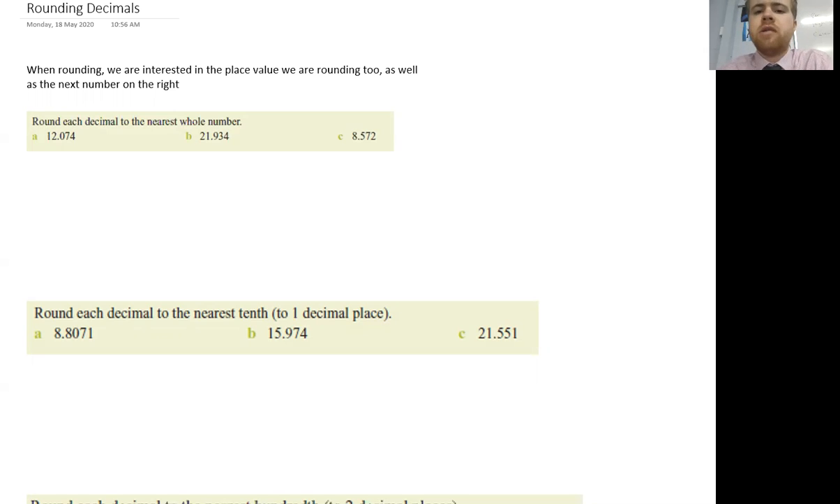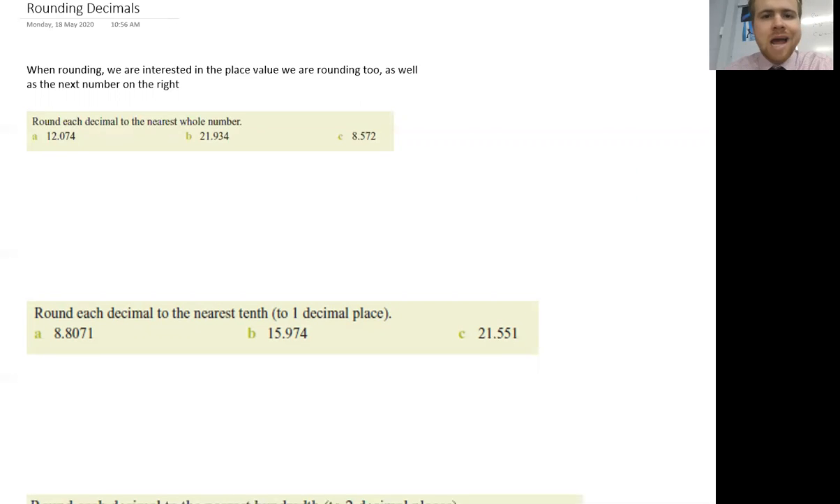Okay, so we are familiar with rounding numbers that are bigger than 1. We're used to rounding to the nearest tens or the nearest hundreds or nearest thousands. Now this time we're going to be rounding to place values that are smaller than tens or hundreds or thousands. We're going to be looking at rounding decimal places.